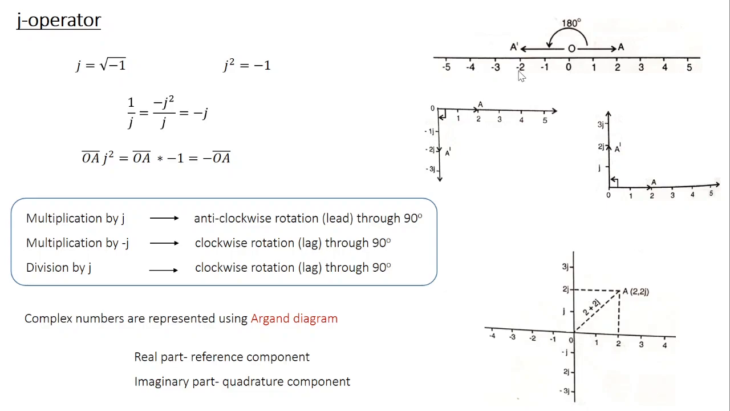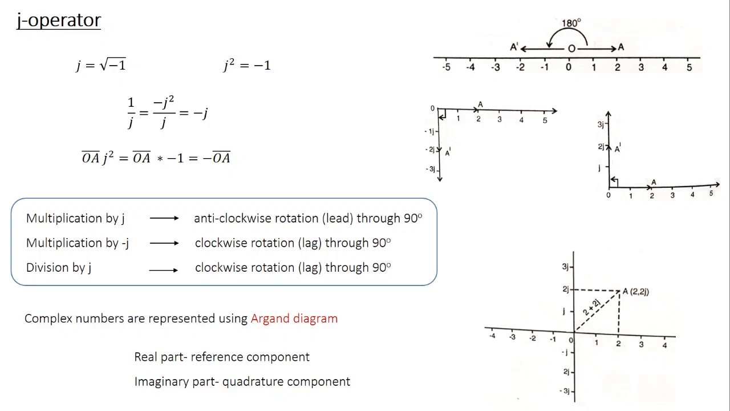Now how do we do that? If you want to convert any vector into its negative counterpart, you basically multiply it with -1, right? So vector OA into -1 gives you minus OA, which is nothing but your OA prime. Now in terms of J operator, let's try to understand this operation. -1 corresponds to J square, right? So if you multiply any vector with J square, you get the corresponding negative vector.